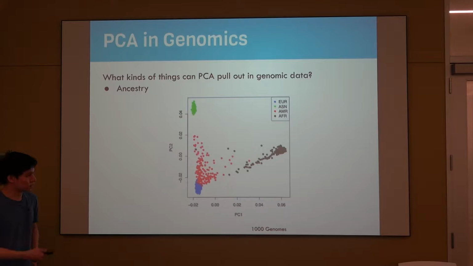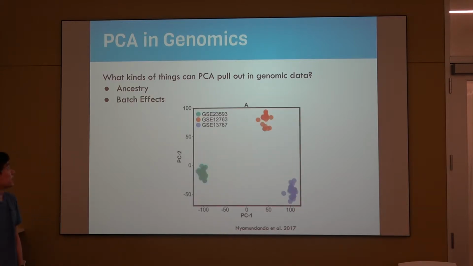In this kind of plot here, we took the genomic data from the 1000 Genomes project and we put it through PCA. And what you'll see here is that the first PC along this horizontal axis separates people of African ancestry from people of other ancestries, while the second PC separates out people of Asian ancestry from other ancestries.